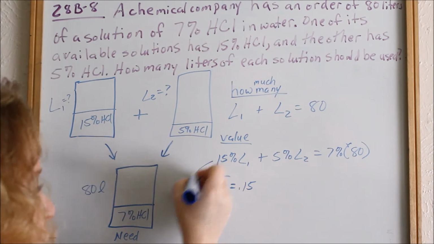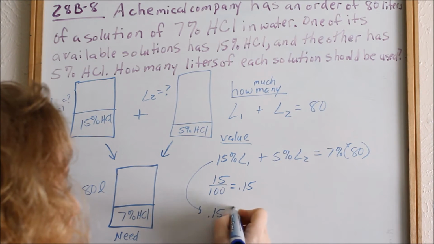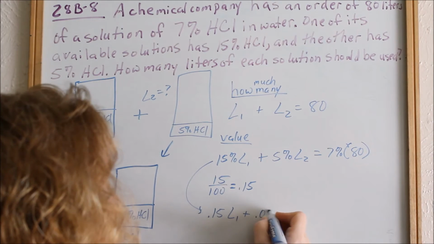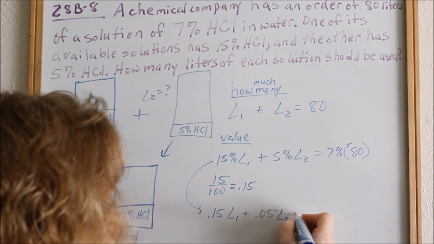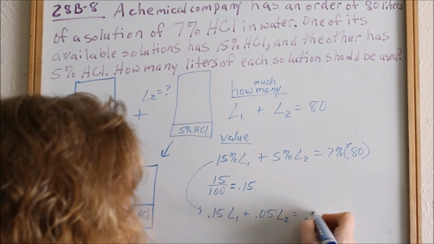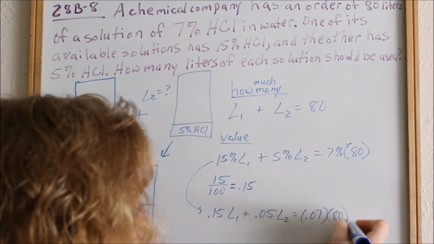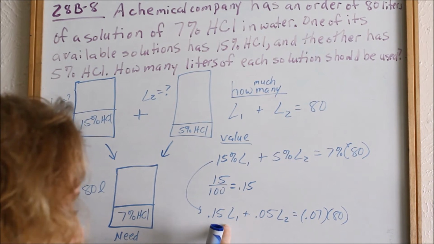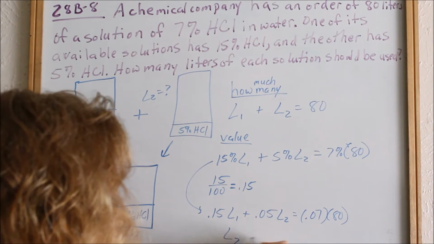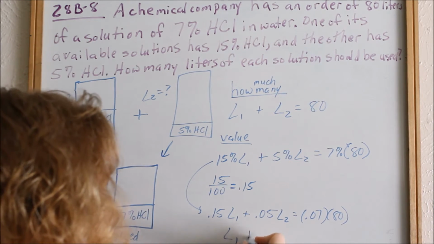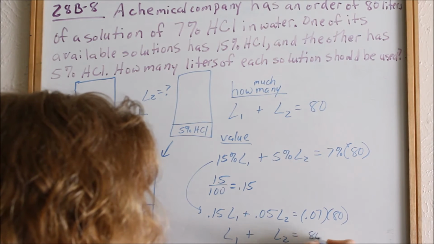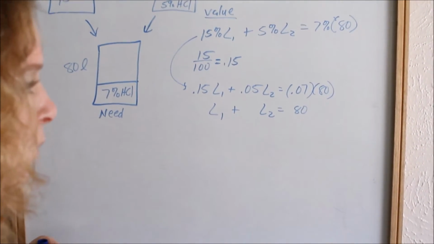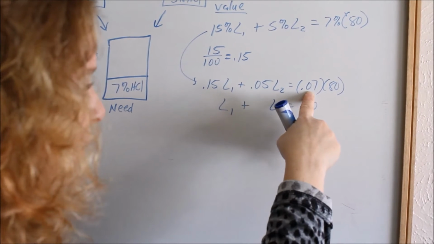So this new equation becomes 0.15 L1 plus 5% divided by 100 is 0.05 L2 equals 7% divided by 100 is 0.07 times 80. Okay, so now I can stack my other equation, my second equation, which was my how many, L1 plus L2 equals 80 liters. Okay, now I'm going to do the same thing, elimination, to try to get rid of one of my variables. First, I'm going to combine these two numbers together.